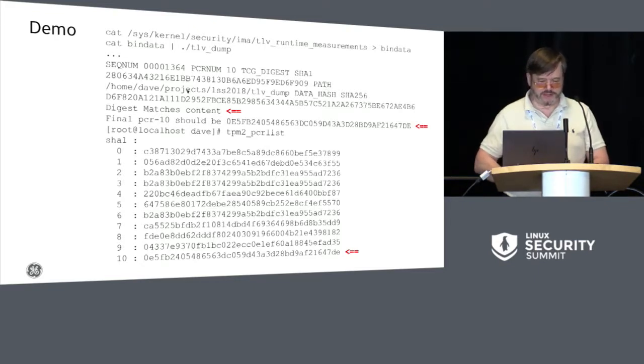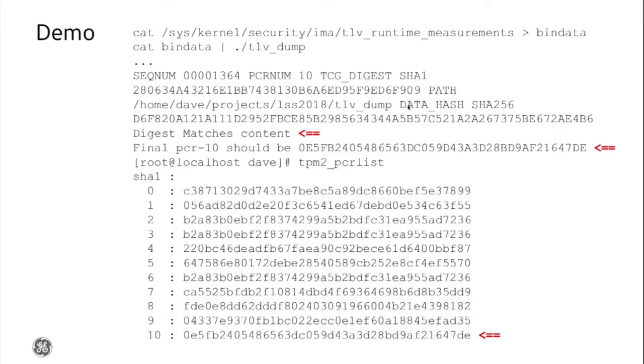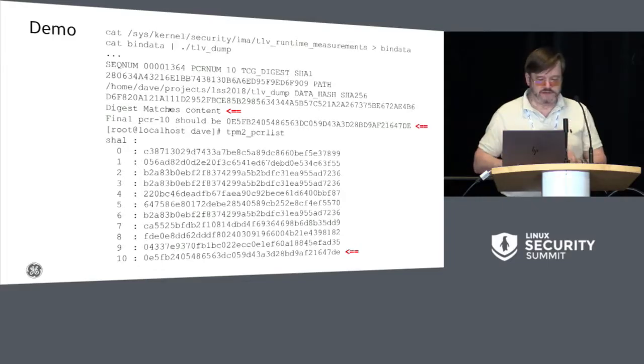The record includes path, and so I actually had run the TLV dump program. The data hash for the file is a SHA-256, which is that value. The dump program also does verification on the list. In this case, it says the digest matches the content, which is good. So that means that this particular record has not been tampered with.